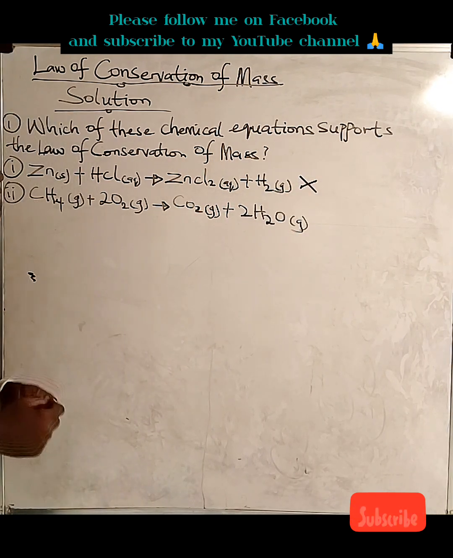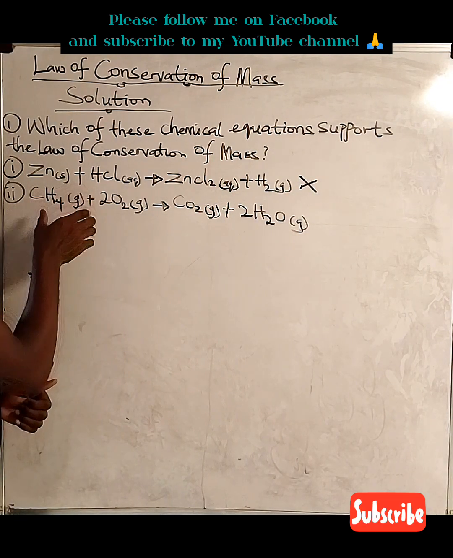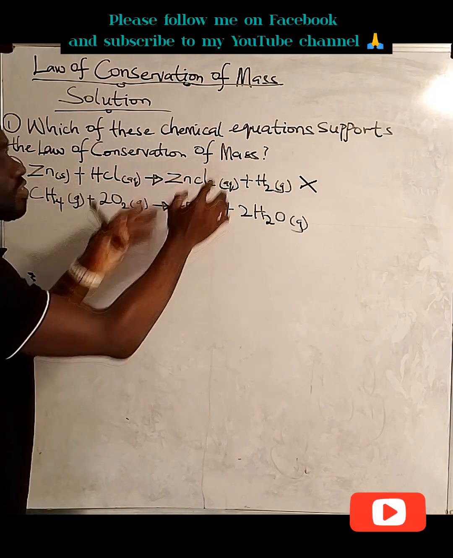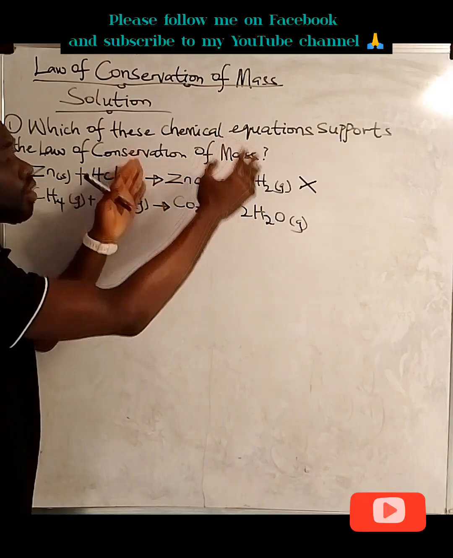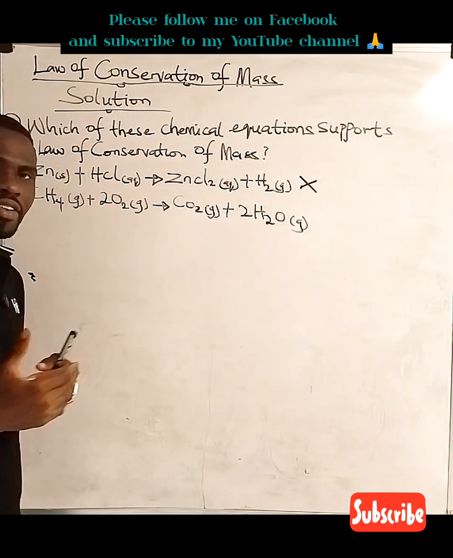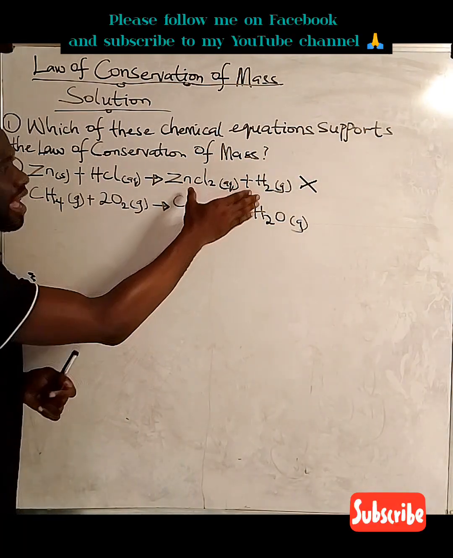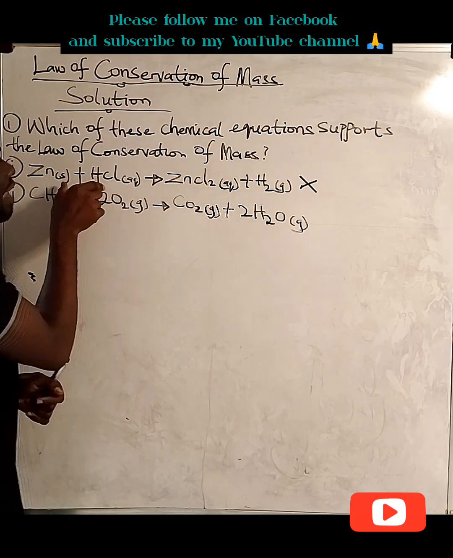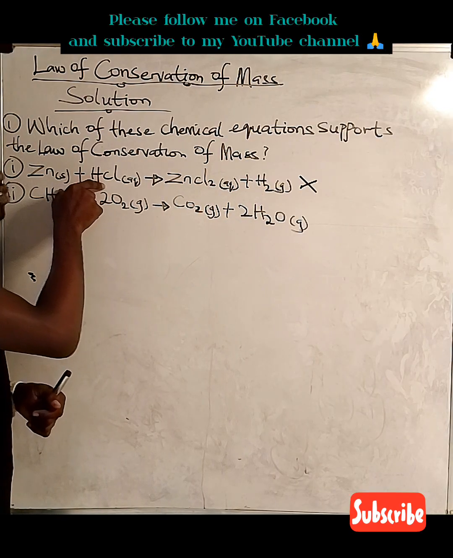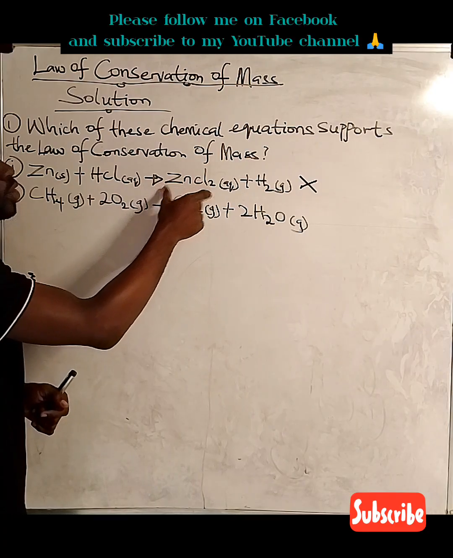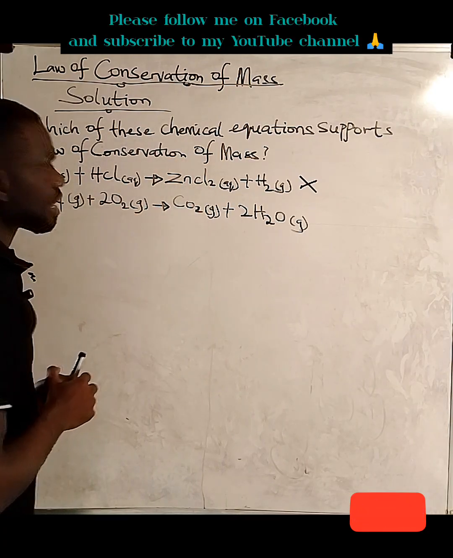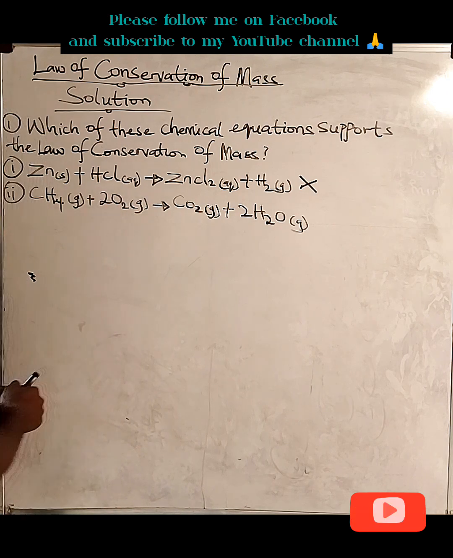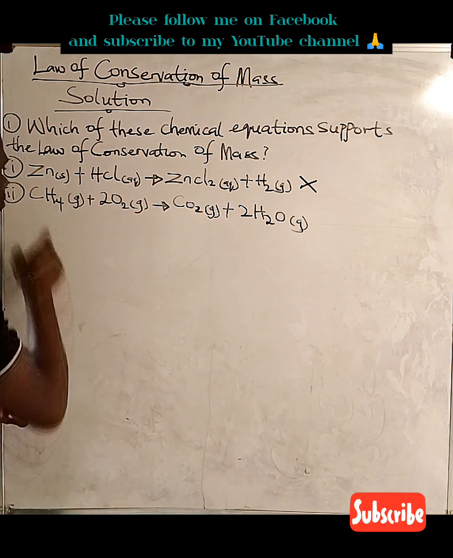Now, how do we get to know that? By the time we get the relative molecular mass of the whole reactant, and we also get the relative molecular mass of the whole product, we're going to have a disparity. They won't be the same thing. We're going to have a higher relative molecular mass on the product side than on the reactant side. So there's no way this equation obeys the law of conservation of mass. Why? Because the equation is not balanced. As simple as that. So let's look at the second equation.